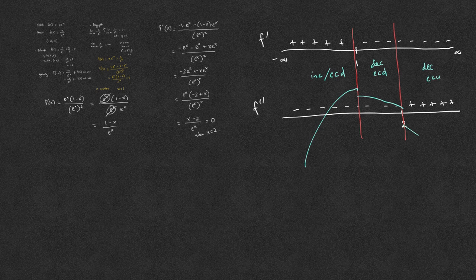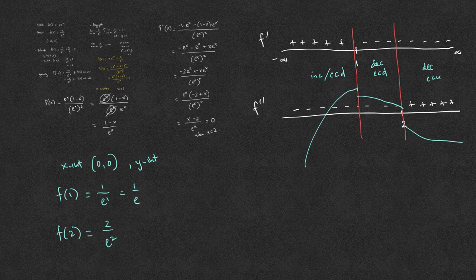Decreasing, but still concave up. Keep in mind that we found the x-intercept to be x equals 0, y equals 0, which is also the y-intercept. If we plug in 1 to find the local maximum, we have 1 over e to the 1, which is 1 over e. If we plug in 2 to find the inflection point, we will have 2 over e squared.